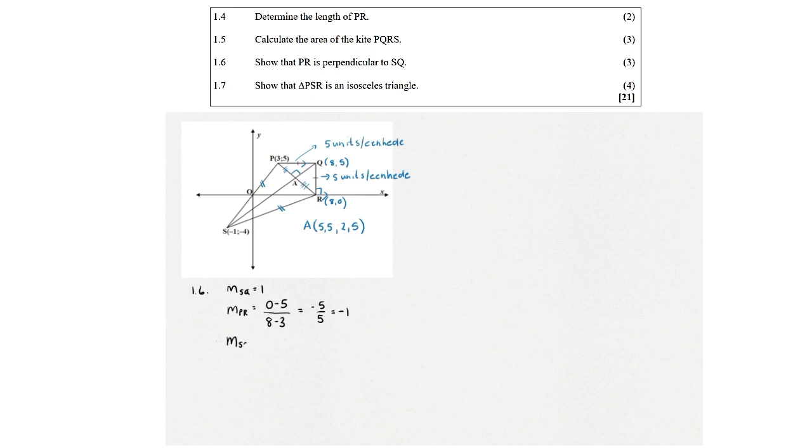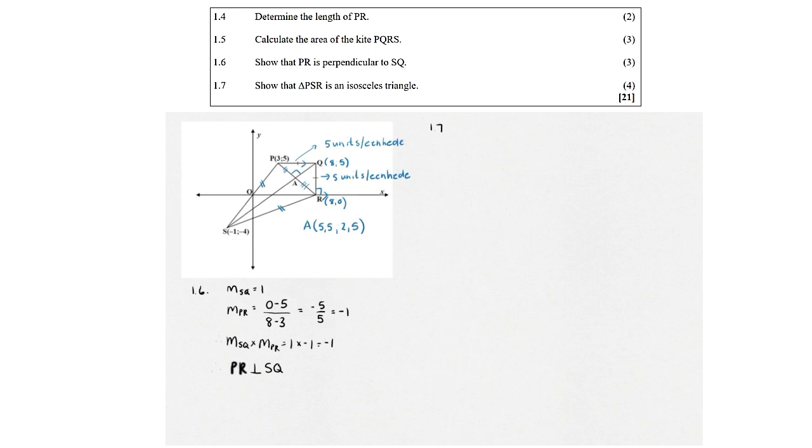And now we determine the product of the gradients of SQ and PR. That is equal to 1 times negative 1, and that equals negative 1. And therefore, PR will be perpendicular to SQ. This question counted 3 marks. You get 1 mark for the correct substitution into the formula, 1 mark for the gradient of PR, and 1 mark if you determine the product of the gradients of the 2 segments.